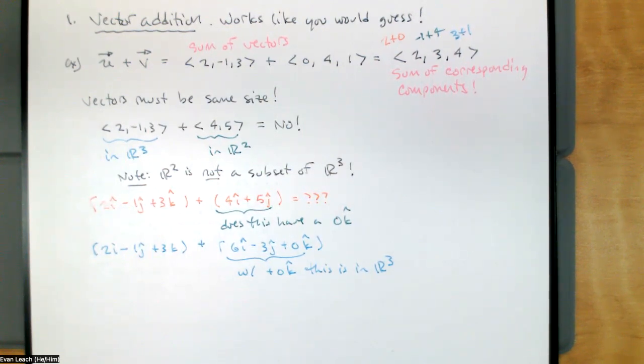So in vector addition, it works just like you would guess. You have to make sure that the vectors are the same size for addition to make sense. There's a geometric interpretation of vector addition.